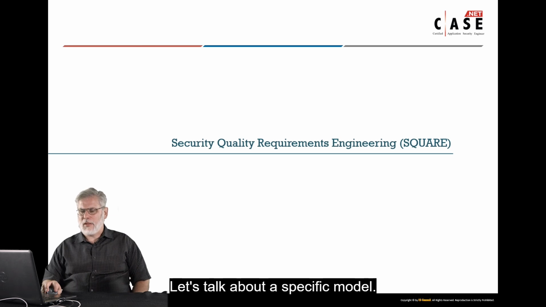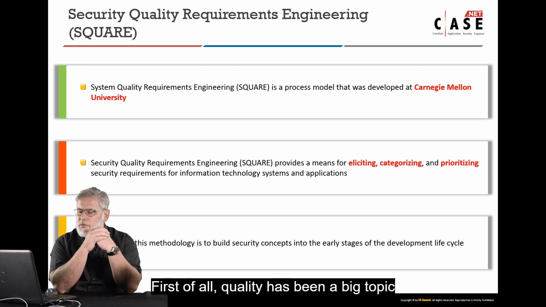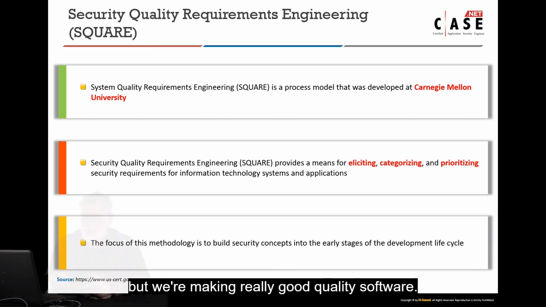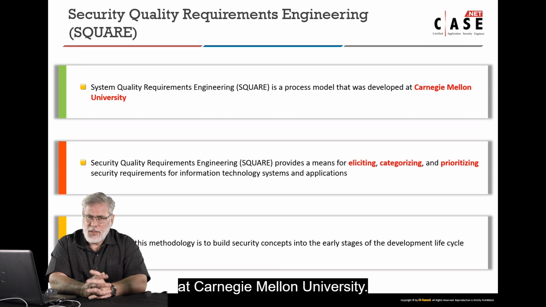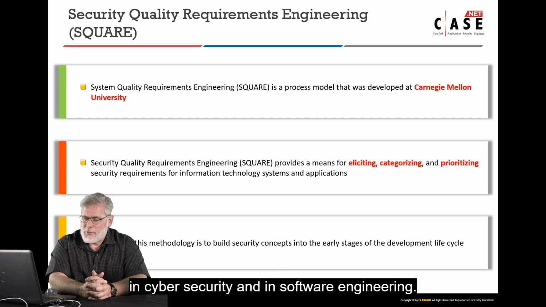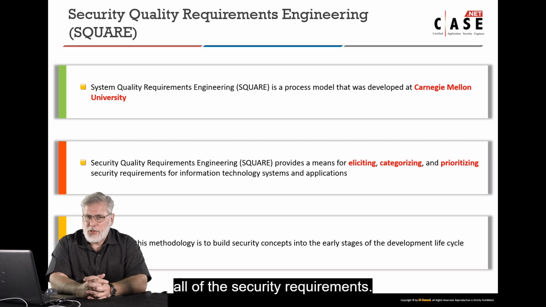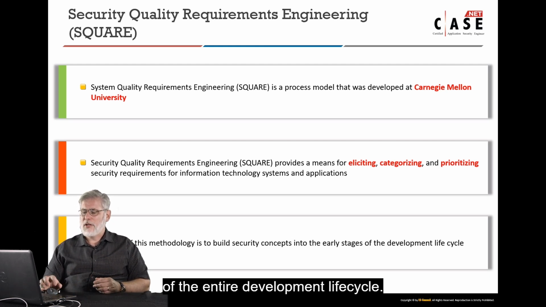Let's talk about a specific model, Security Quality Requirements Engineering, or SQUARE. First of all, quality has been a big topic throughout IT for a number of years. We want to make sure that we're not just making software that works, but we're making really good quality software. This SQUARE model was developed at Carnegie Mellon University. They're very much a prominent figure in cybersecurity and in software engineering. It gives a means for eliciting, categorizing, and prioritizing all the security requirements. And the methodology is focused on building security concepts into the earliest stages possible of the entire development lifecycle.